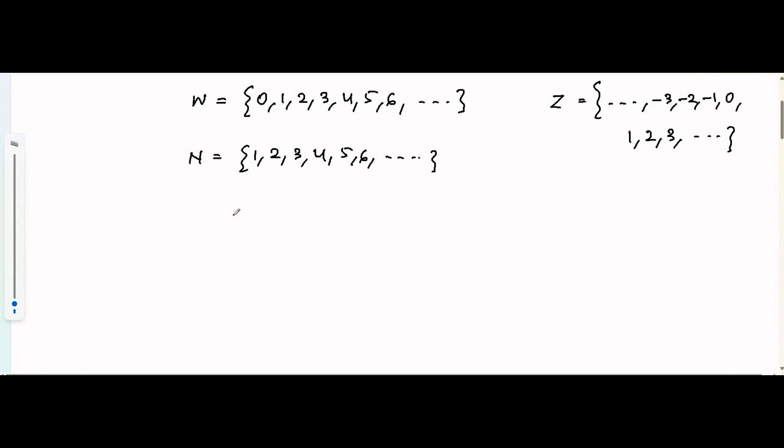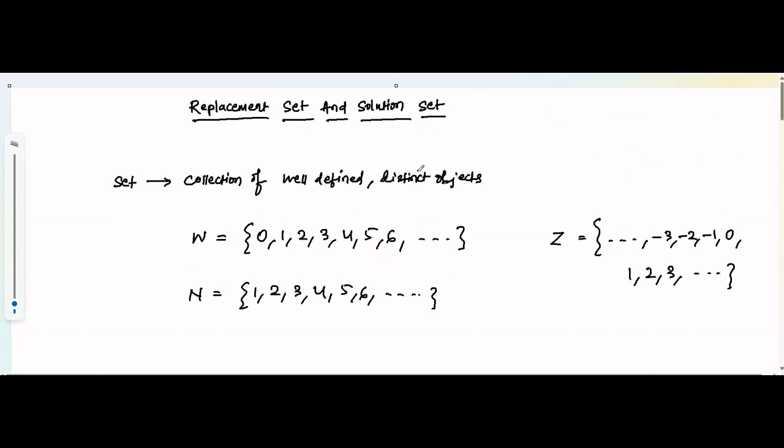We can have a set of alphabets also, a set of consonants, a set of vowels. We can have anything. A set is a collection of well-defined and distinct objects which form a group. I'll be discussing set theory in detail, so this is just a basic introduction.